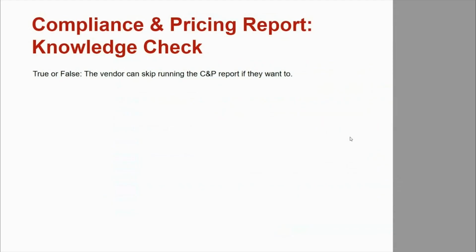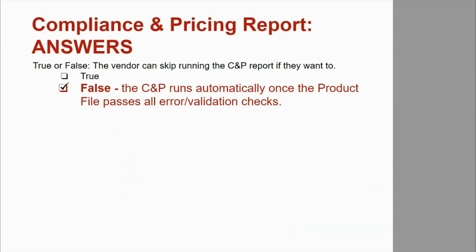Time for a knowledge check. True or false? The vendor can skip running the C&P report if they want to. This is false. The C&P runs automatically once the product file passes all error and validation checks.